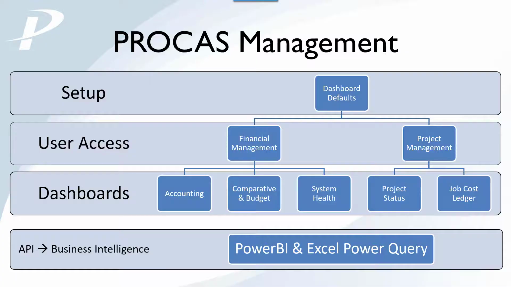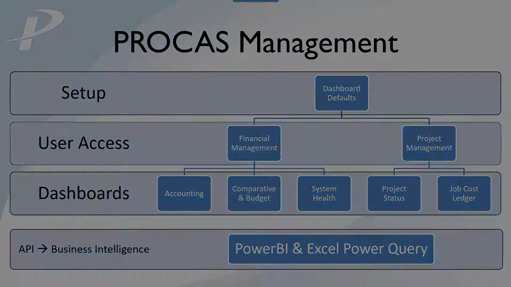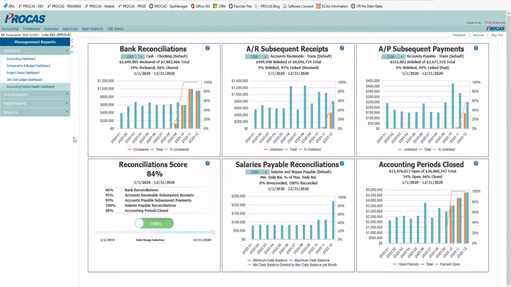The third and final dashboard included in financial management is the Accounting System Health Dashboard. Let's navigate to this screen and see how our accounting staff is performing. The purpose of the Accounting System Health Dashboard is to provide visibility into how some basic reconciliation items are being maintained in the system. Before financial statements can be relied on, balance sheet accounts must be reconciled.